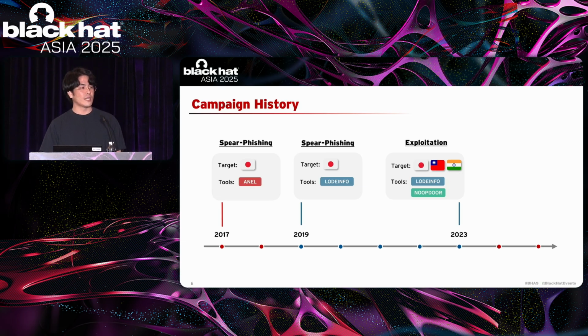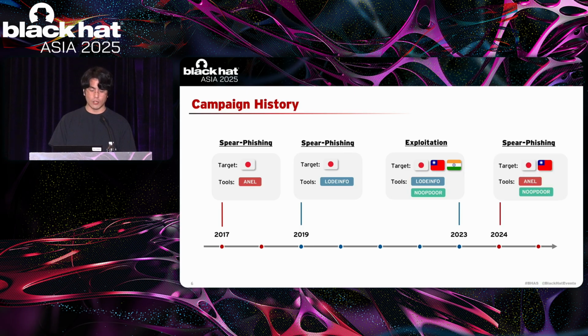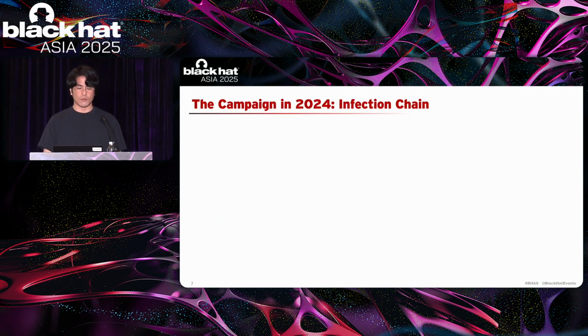And in 2023, they changed their TTPs for initial access to exploiting public-facing applications, such as SSL VPN or file storage servers. They expanded their victims, including Taiwan and also India, and added a new backdoor, NOOPDOOR, to their arsenal. In 2024, they shifted their TTPs again to spear phishing. They were still targeting Japan and Taiwan, and the Ono backdoor came back to their arsenal in this campaign. This spear phishing campaign is still going on even in 2025.